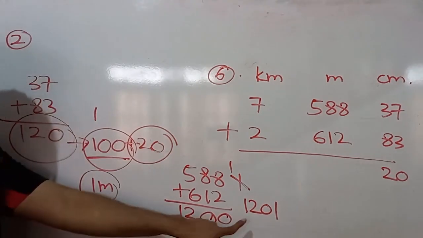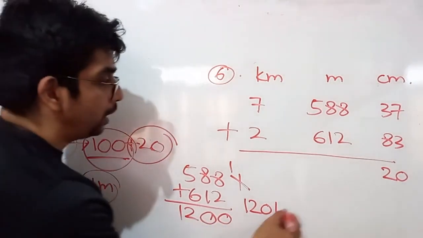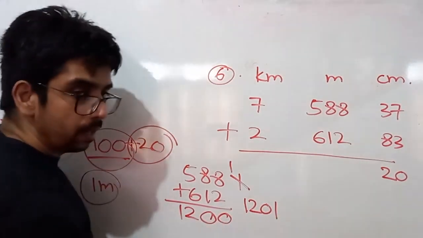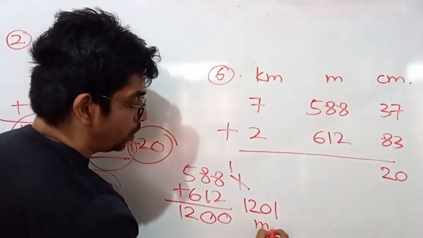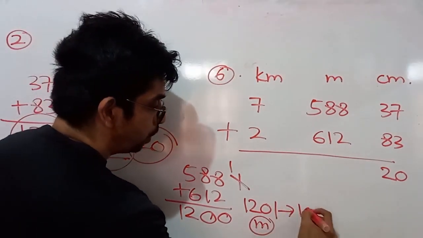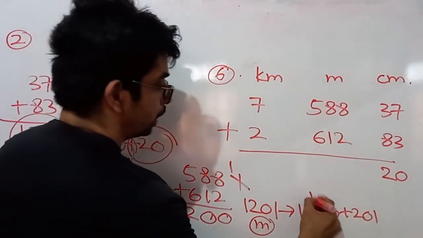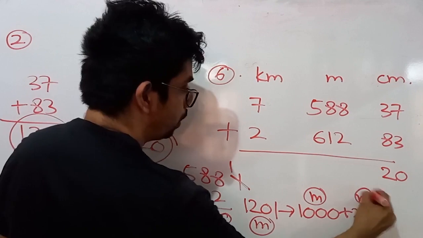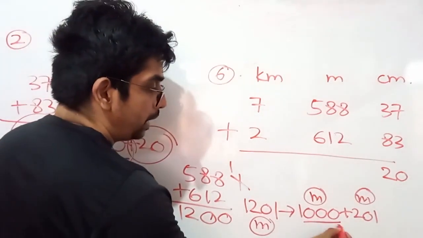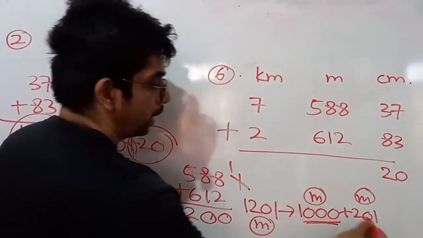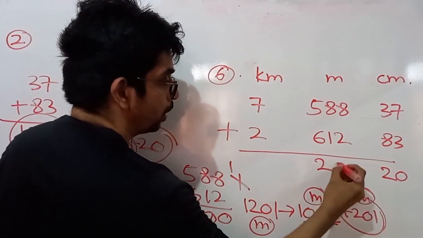1201 meters. We cannot write it like this here. Why? These are meters, no? So we can break this 1201 meters into 1000 meters and 201 meters. The 1000 meters we convert into kilometers and add to the kilometer side. This 201 is what remains here.